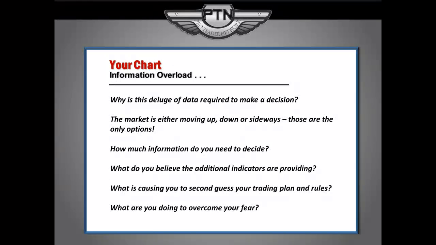The next question you need to ask yourself is, why is this deluge of data required to make a decision? The market only moves in three directions. It's either moving up, down, or sideways. Those are our only options. So we have to ask ourselves, how much information do we need to decide? What do you think those additional indicators are providing?